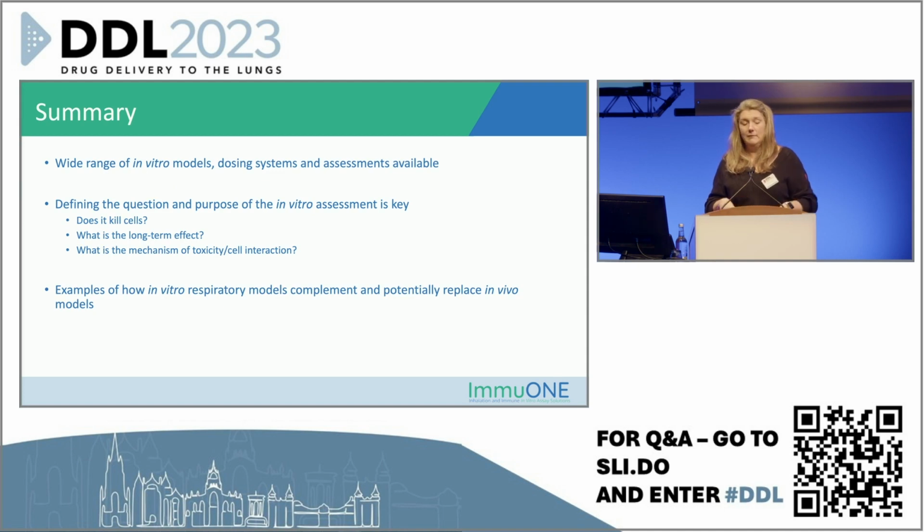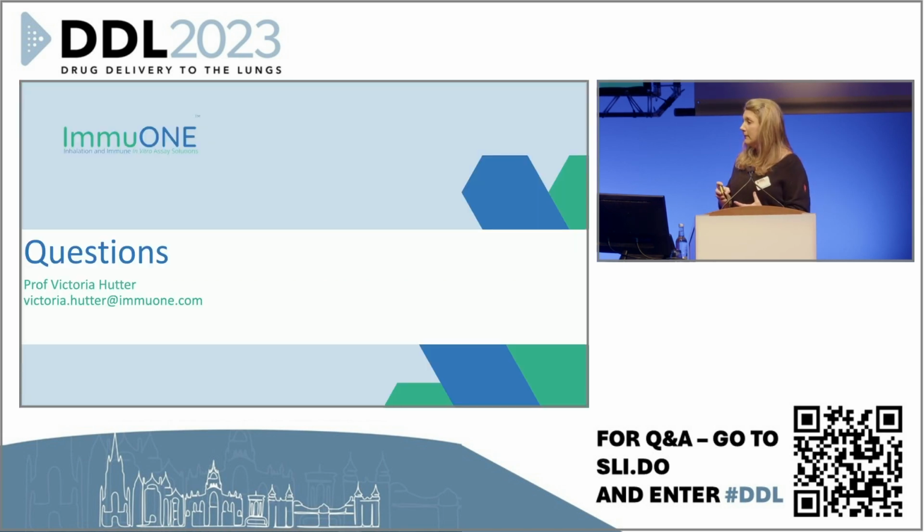So in summary, I've given you a high-level overview of all the different types of in vitro models, the dosing systems, and the considerations that we have to make. Defining that question and the purpose of the in vitro assessment is really key. There is definitely potential for in vitro respiratory tox and understanding how this can replace animal models in the future. I don't think we're quite there yet with completely replacing animal testing, but absolutely reducing the number of animals that have to go through inhalation toxicity testing is well underway, and in the future, hopefully, we'll use more relevant models. And that's the end of my talk.